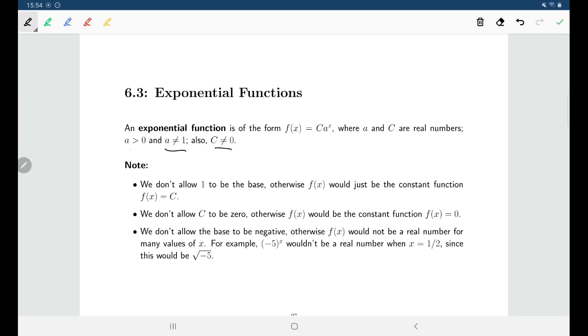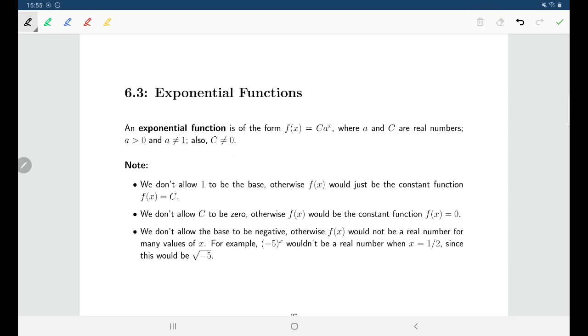We also have a restriction on our base that it can't be negative, and that's because if our base were negative, then there would be some values of x where we would have not a real number. So for example, if you had the function negative 5 to the power of x, then anytime x is a fraction that represents an even root, we have a problem. For example, if x were 1/2, you would have negative 5 to the power of a half, and power of a half, that's a square root. That would be square root of negative 5, which is, of course, not a real number.